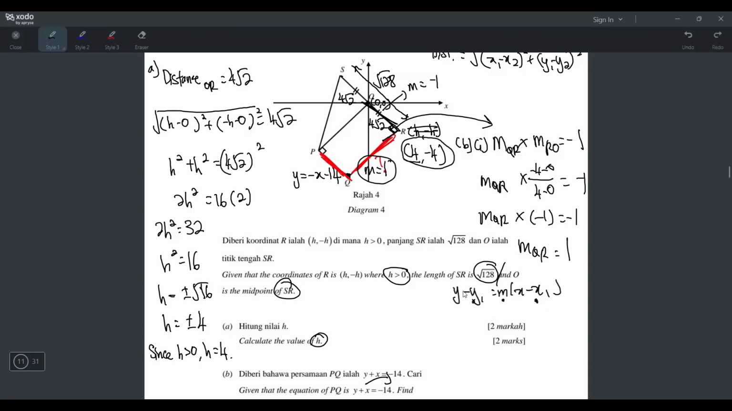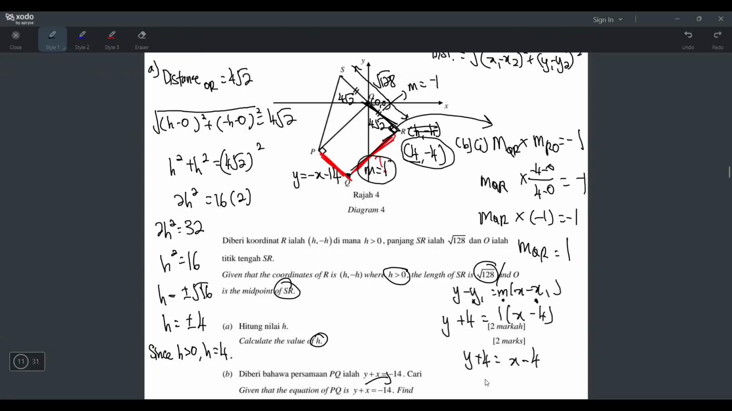And then for the point, you have to put in a point that the line passes through, right? You have to make sure the line passes through the point, then only you can use it for x1, y1. So you can use (4, -4), because this line passes through (4, -4). So now it becomes y minus -4, which is y plus 4, equals gradient 1 bracket x minus 4. So now you end up with y plus 4 equals x minus 4.